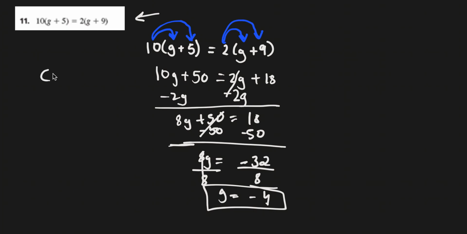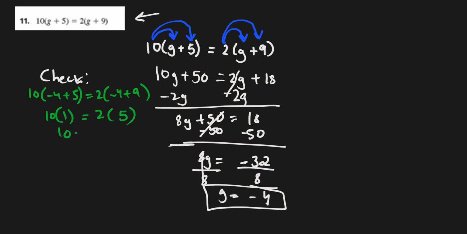We can try to do our check step here. So if we have 10 times g, which is negative 4, plus 5, is equal to 2 times negative 4 plus 9. Negative 4 plus 5 is 1, so this is 10 times 1. Is equal to 2 times negative 4 plus 9, which is going to be our 5. 10 is equal to 10. That is true. So we're done. Okay, this is our value. This is our result. I hope you found this video helpful.